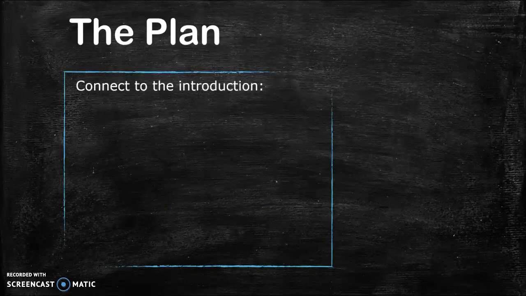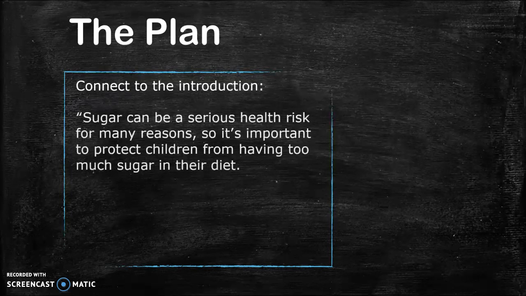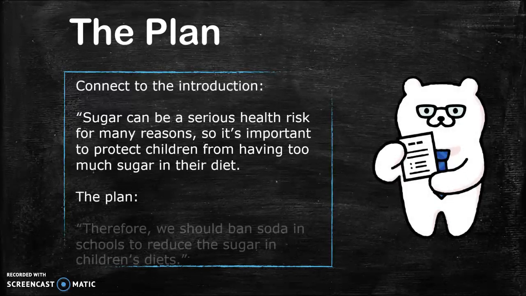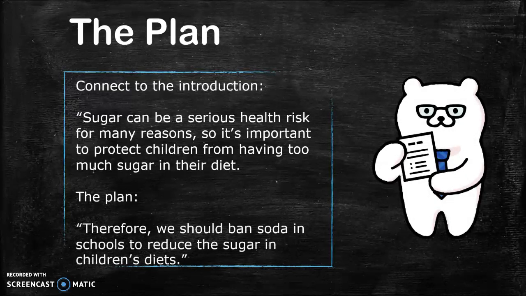Here's an example. First, I will add one more sentence to my introduction to help connect it to the plan. Sugar can be a serious health risk for many reasons, so it's important to protect children from having too much sugar in their diet. And next is the plan. Therefore, we should ban soda in schools to reduce the sugar in children's diets.